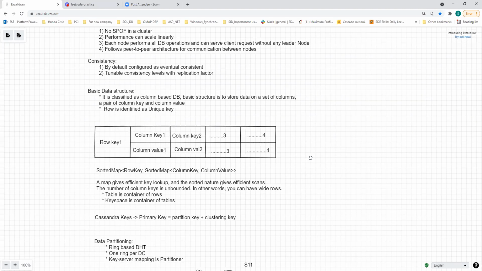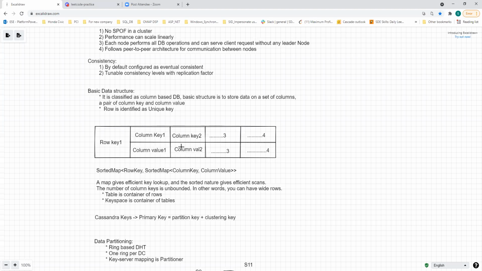And you can imagine this to be something like a sorted map, a map of maps. This is what I read somewhere. You have a sorted map whose first key is your row key, and inside you have a nested sorted map with column keys and column values, which keeps going like that. The map gives an efficient way to look up a key, and because of the sorted nature it gives efficient scans, and you can handle range queries and all that stuff.